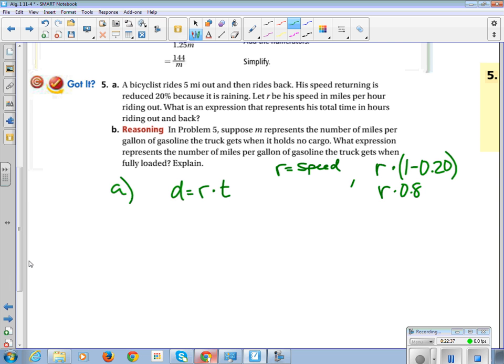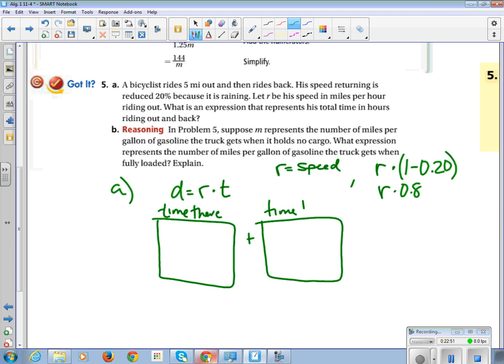So we want an expression that represents his total time. So we are going to have time there plus time back. D equals RT, and I want time. So if I want just time, time is equal to distance divided by rate. It's how far you've gone divided by how fast you were going. So our time there, what's the distance that we traveled? 5 miles, and R is our speed. And then time back, how far is it to get back? It's 5, the same distance. You get out there, you've got to get back that same distance. And then we have 0.8R.